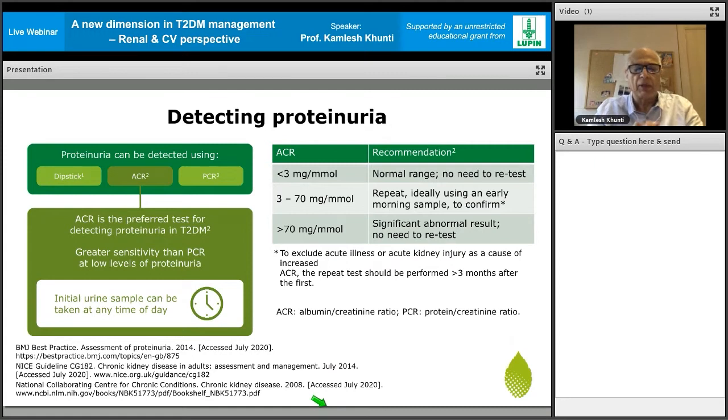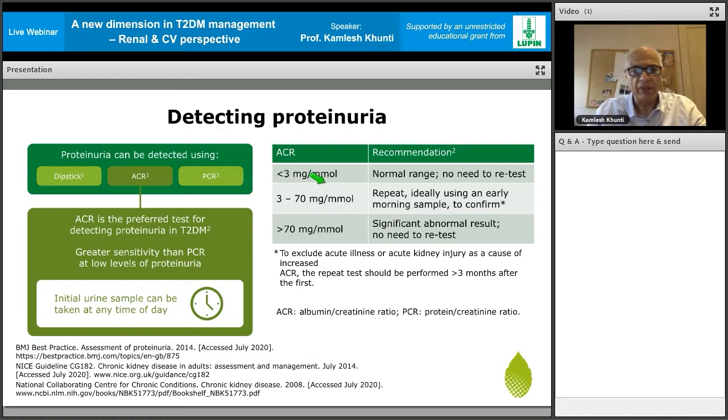So there's a number of ways we can detect proteinuria. We can use a dipstick, but this is not sensitive or specific enough. So we have ACR or PCR, albumin creatinine ratio or protein creatinine ratio. And ACR is the preferred test for detecting people with type 2 diabetes for proteinuria, because it seems to have a greater sensitivity than PCR at low levels of protein. Usually the sample needs to be done in the morning, but the tests are so specific, sensitive that you can do this at any time.